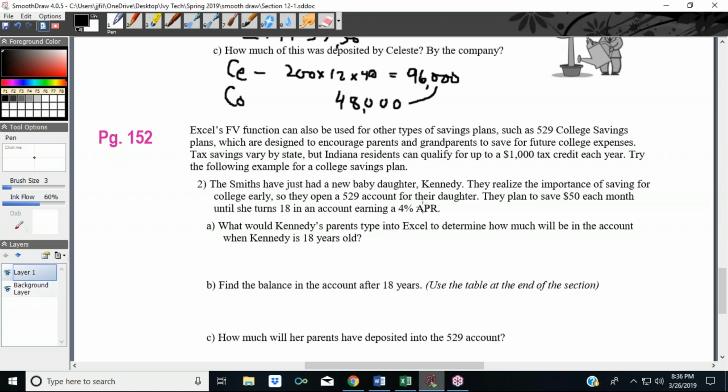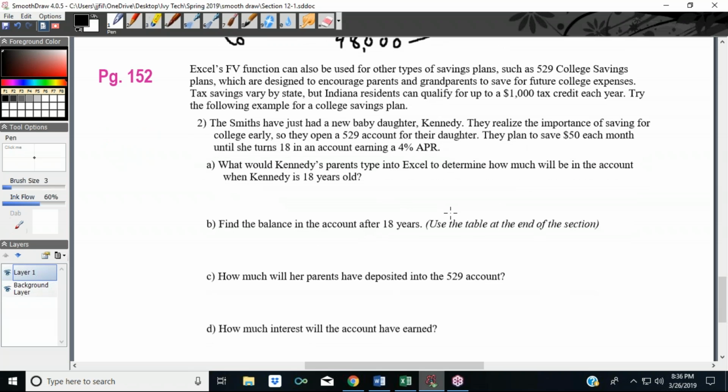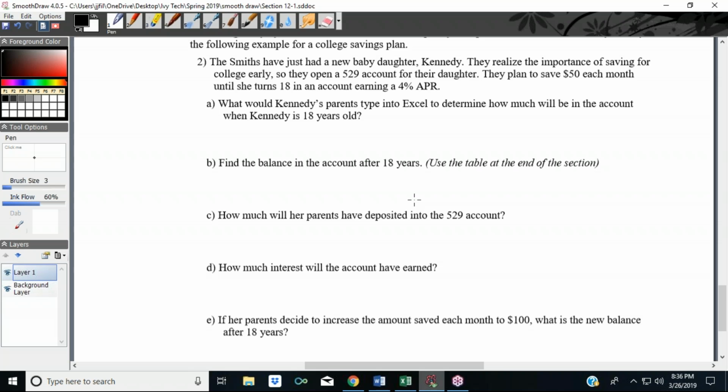And so number 2 here says the Smiths have just had a new baby daughter, Kennedy. They realized the importance of saving for college early, so they opened a 529 account for their daughter. They plan to save $50 each month until she turns 18 in an account earning 4% APR, annual percentage rate. So what I want you to do with your group is answer these 5 questions. Keep them, I think they disappear from the screen when I put you in your groups, but they're on page 152 in your book.